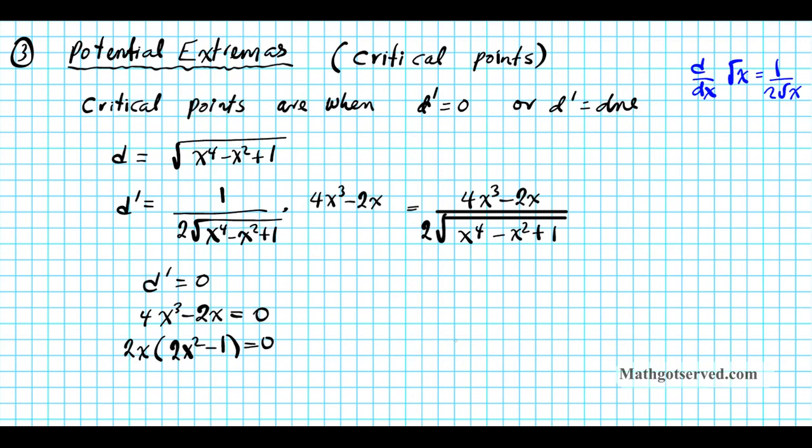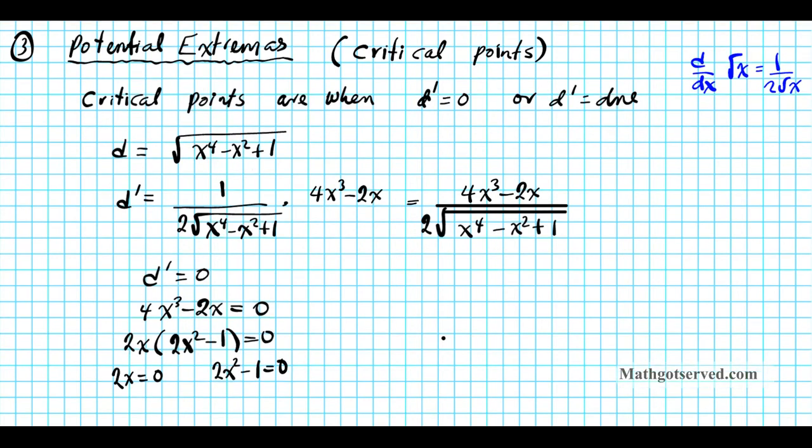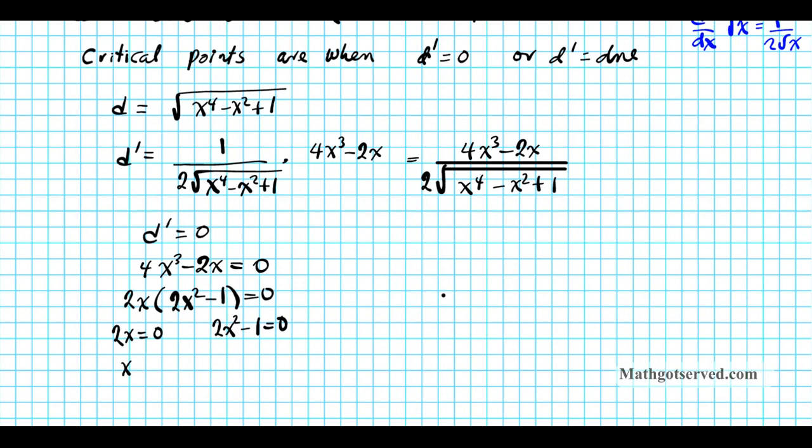Alright, so we're going to set the two factors equal to 0. So we have 2x equal to 0, and 2x squared minus 1 equal to 0. We'll solve this and end up with x equals 0. And if you solve this, you end up with x equals plus or minus root 2 over 2. Alright, so these are the points where the first derivative is equal to 0.